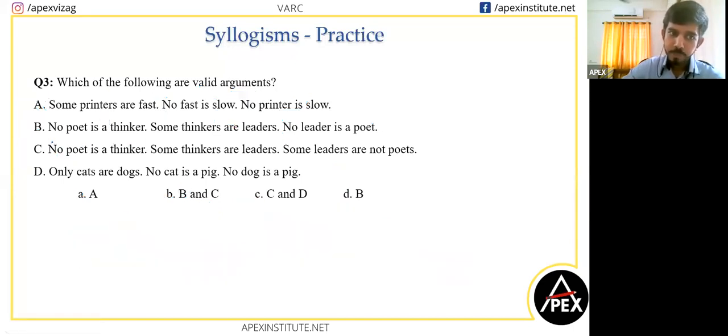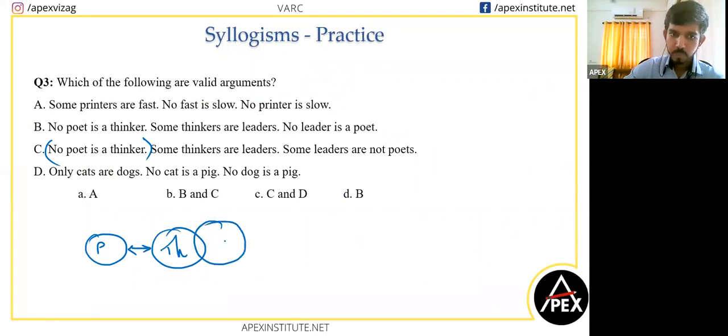So now we have the same situation. No poet is a thinker. So we have poet and we have thinker. And this will be mutually exclusive. Some thinkers are leaders. This is leader and some thinkers are leaders. Right? Can we say some leaders are not poets? Now, in the previous one, we thought where else can we put leaders? We can put here, we can put here, we can also put here.